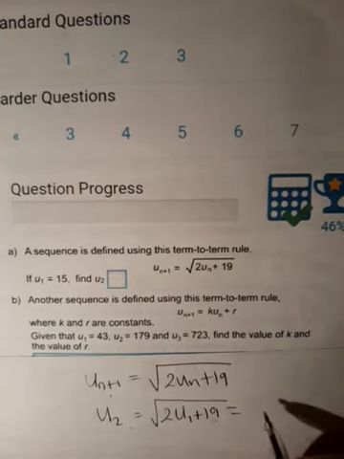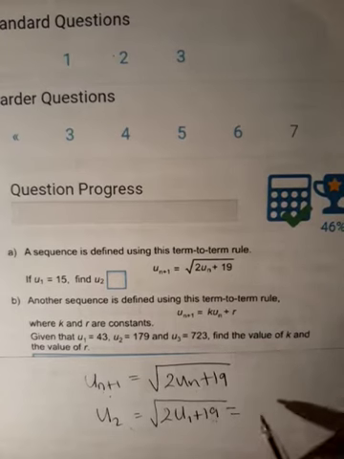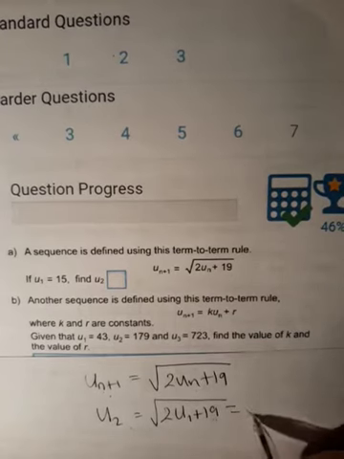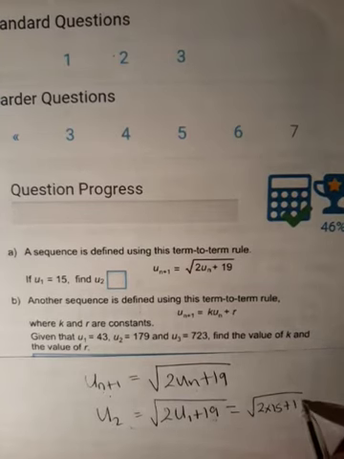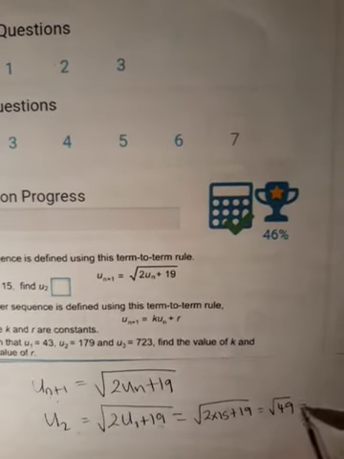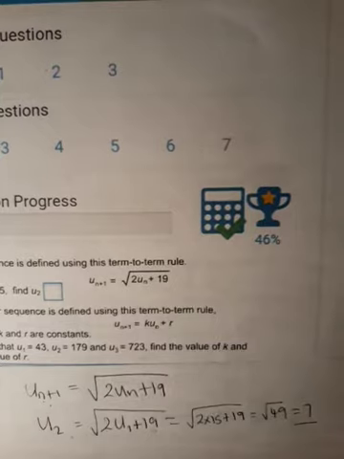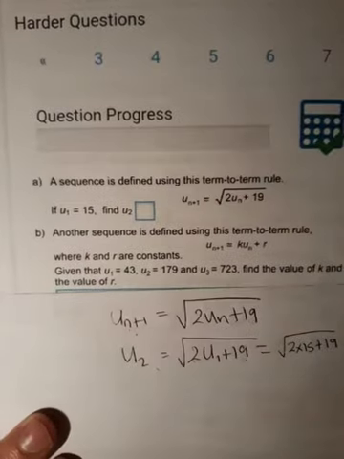If we put in u1 now, which was given as 15, we get the square root of 2 times 15 plus 19, which is the square root of 49, which is equal to 7. So that's the first part. Second part, a little bit more difficult.